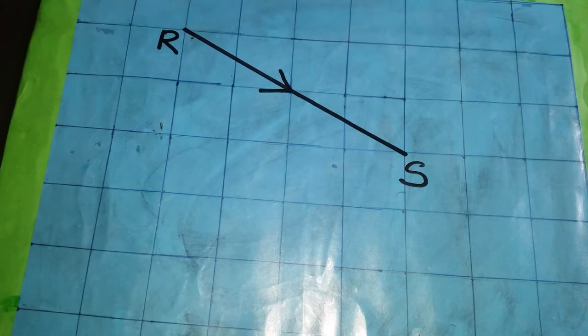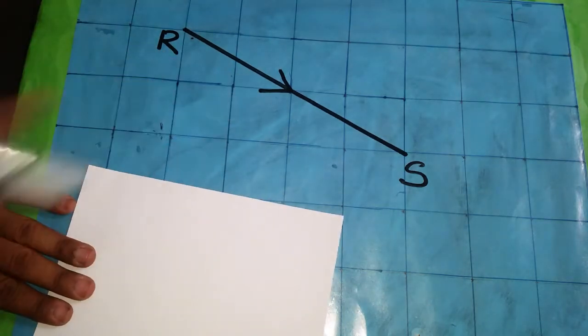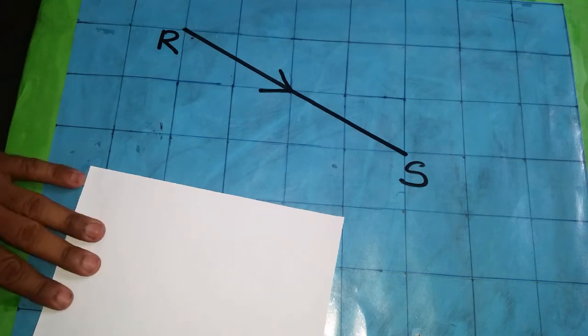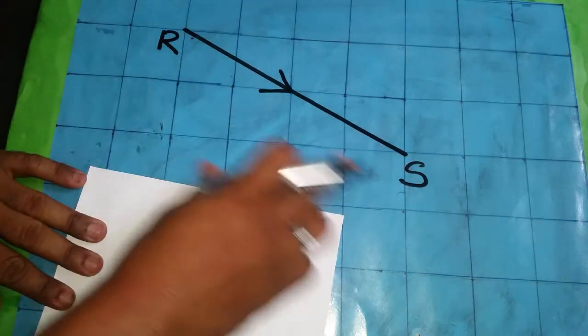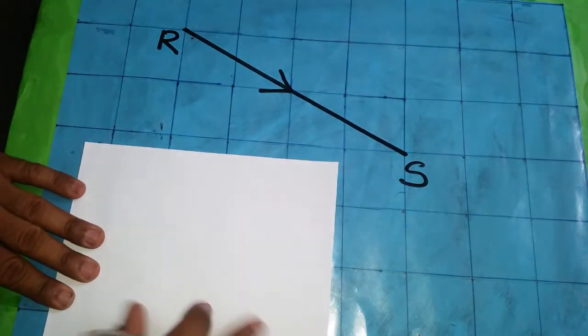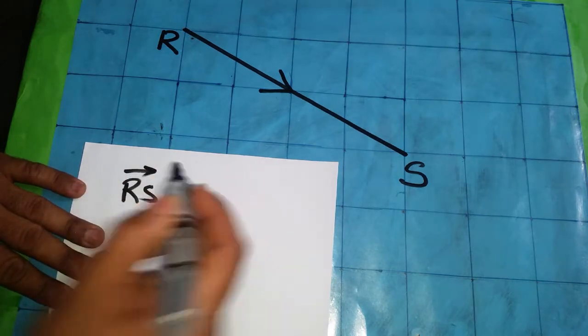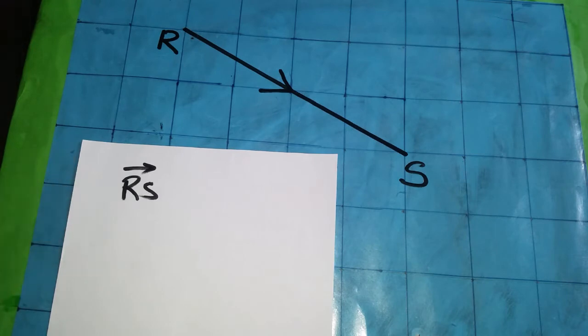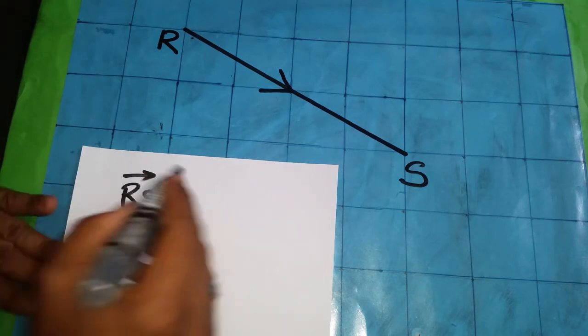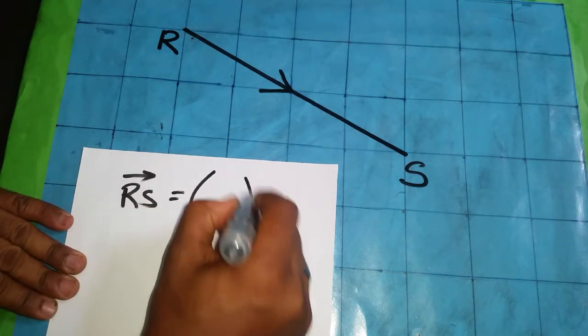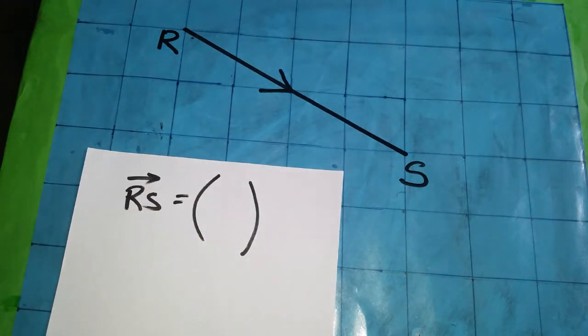Now, if you look at this vector here, clearly this would be the foot and this would be the head, because the arrow always points towards the head. So this vector would be called RS. Now, the question is, what would be the column vector form for this vector here?